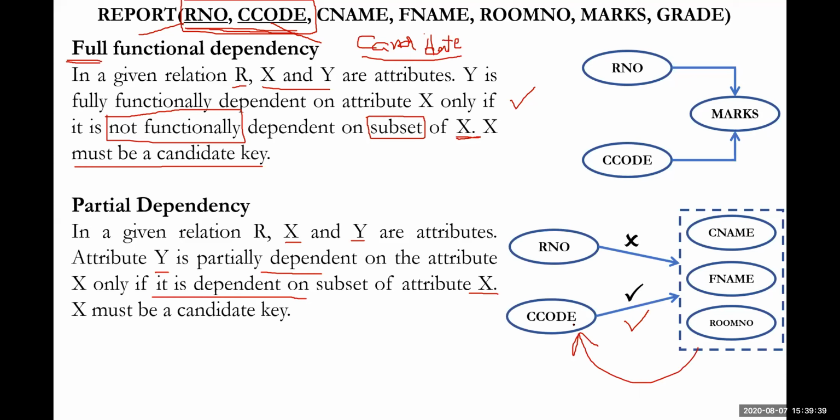Course name must be acquired from course code. Faculty name must be acquired from course code. Room number must be acquired from course code. So if you specify the course code, you could get all these three values. Whereas from the register number, you could not get the course name, the faculty name, or the room number.